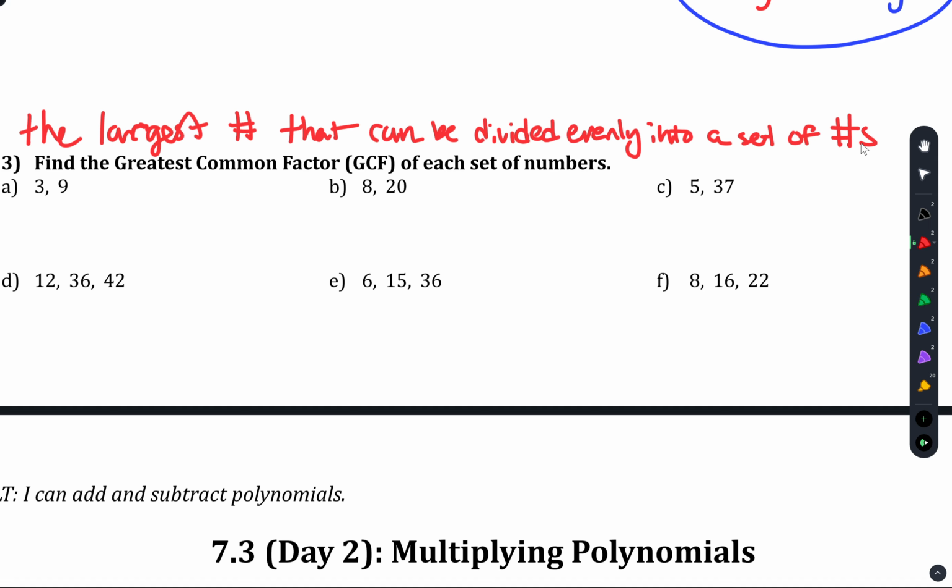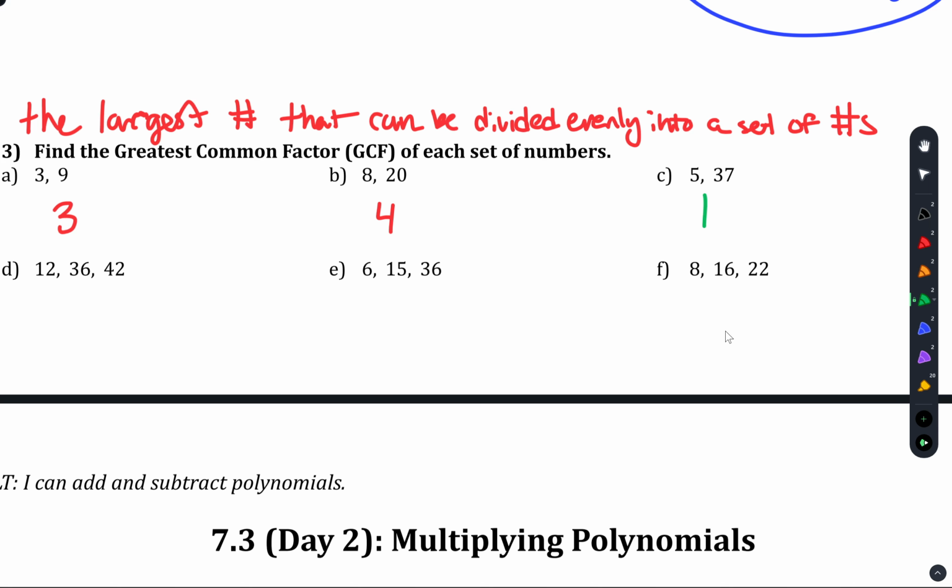So for example, if I look at letter A, what's the greatest common factor of 3 and 9? 3. 3 goes into 3, 3 goes into 9 evenly. That's the largest one. What about 8 and 20? 4. 4 goes into 8, 4 goes into 20. That is 4. What about letter C? Does it have nice factors of 37? No. So the largest number that can go into both of those is 1. So when they don't have any factors in common, their greatest common factor is going to be a 1.